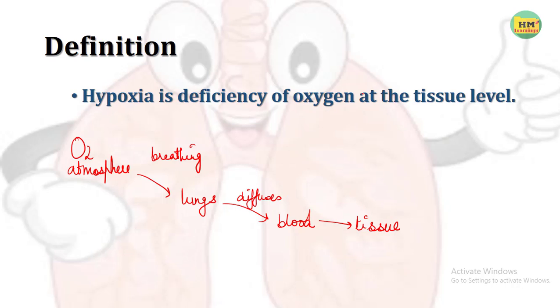So if we say that there is deficiency of oxygen at the tissue level, there must be an abnormality or a defect at some step of this pathway. There could be a decrease in the partial pressure of oxygen in the atmosphere, or a problem in the oxygenation and diffusion at the lung, or a decrease in the capacity of the blood to carry the oxygen, or it is possible that the tissue is not able to utilize the oxygen. What are the causes of hypoxia and what are its types related to each defect in the pathway, we will deal with in the upcoming slides.